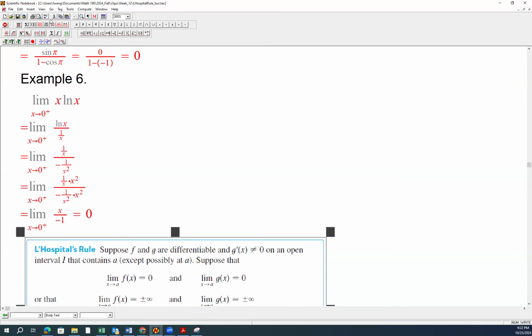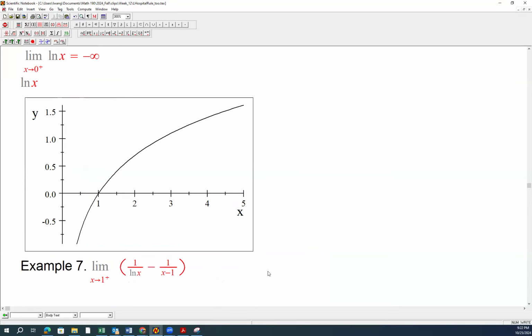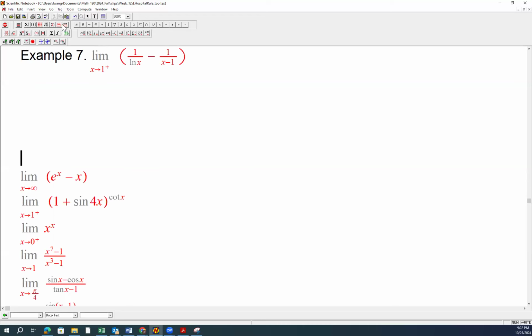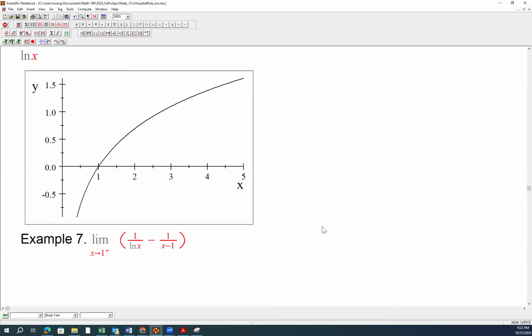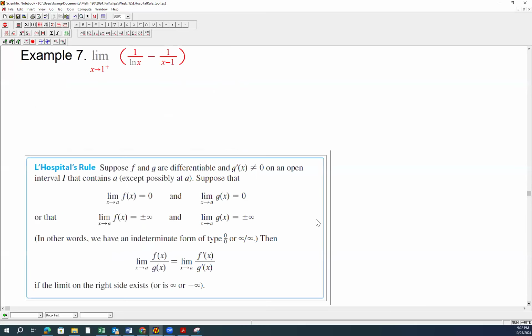And where's our L'Hopital rule? L'Hopital rule, we bring it with us. Okay. Well, in this case, for sure, we cannot use L'Hopital rule. It's not a dividing situation, right? It's not f divided by g.